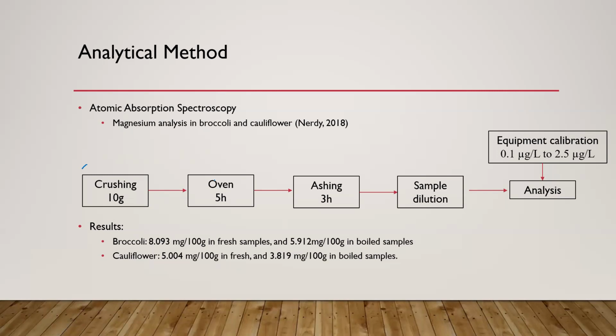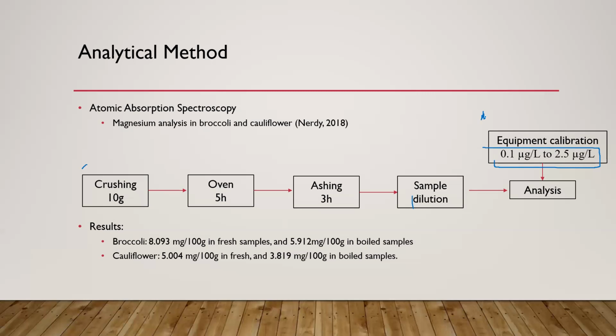But before doing the analysis, you need to do the equipment calibration. What is equipment calibration? For example, here the range was from 0.1 micrograms per liter to 2.5 micrograms per liter. This is the range of the calibration curve. You tell the equipment that when it reads 0.1, it should give this signal. So this is what you need to do, the equipment calibration, before you do the analysis.